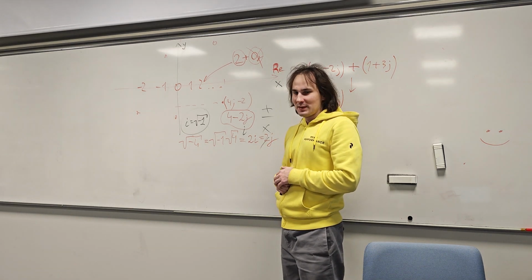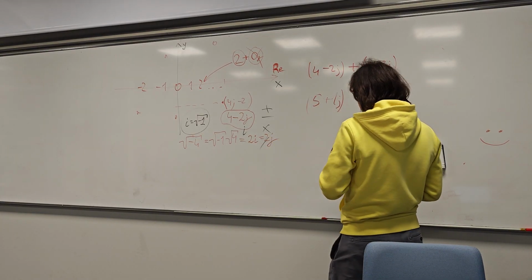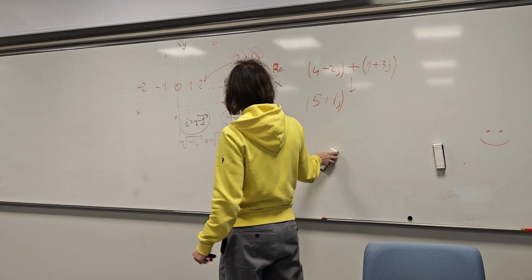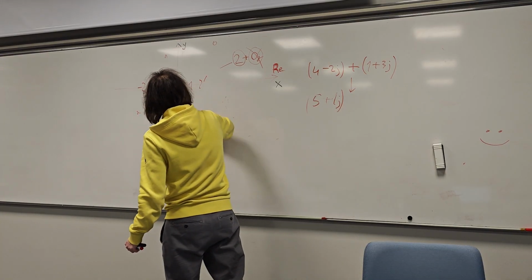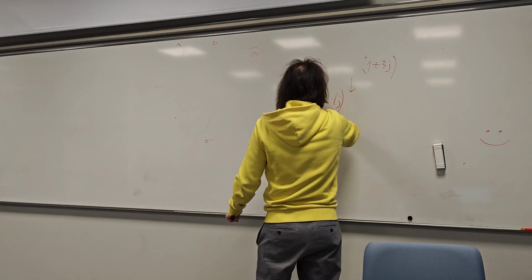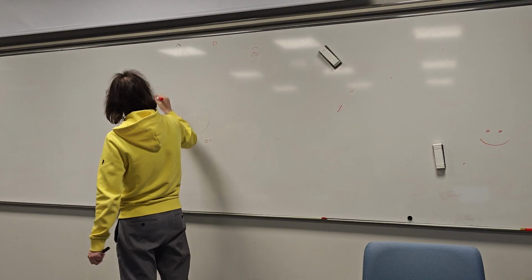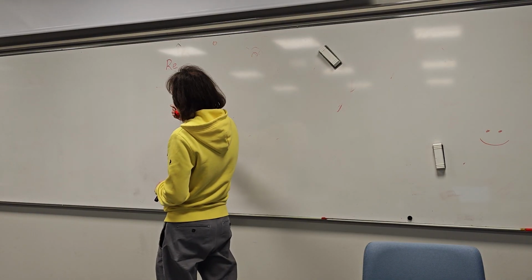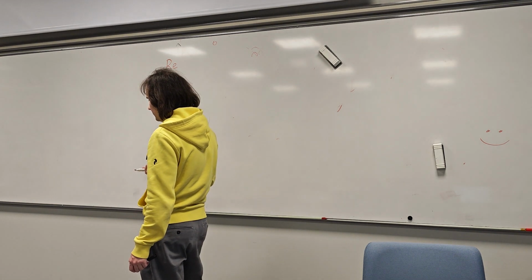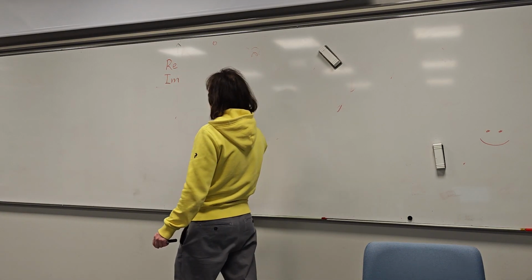Is it clear so far? What else can I tell you? There are also some special operations which can be done with complex numbers. There is the operation of taking the real part. The sign of this operation is this RE. There is also the operation of taking the imaginary part, which is usually written as IM.